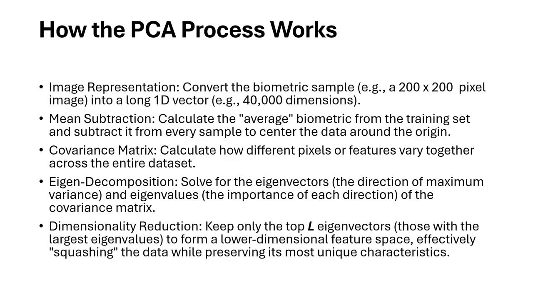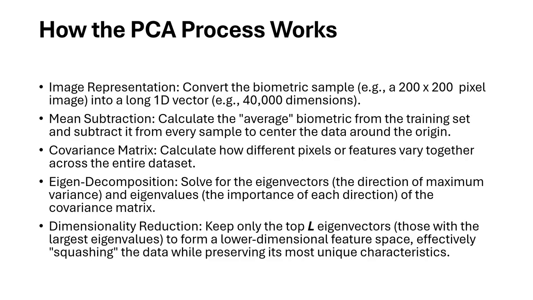The next one is the covariance matrix, which calculates how the different pixels or features vary together across the entire dataset. Then eigen decomposition, which solves for the eigenvectors and eigenvalues of the covariance matrix. Finally, dimensionality reduction: keep only the L eigenvectors with the largest eigenvalues to form the lower-dimensional feature space. That effectively preserves the most unique characteristic features.